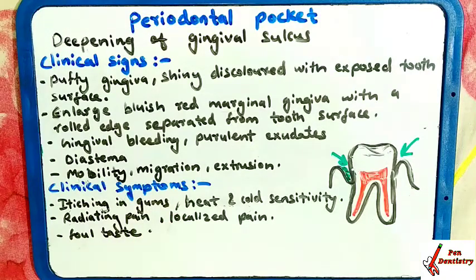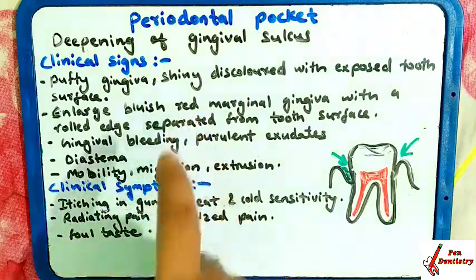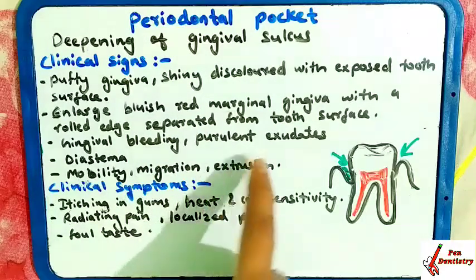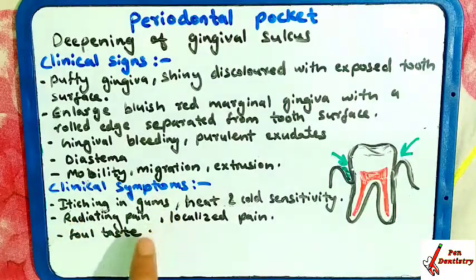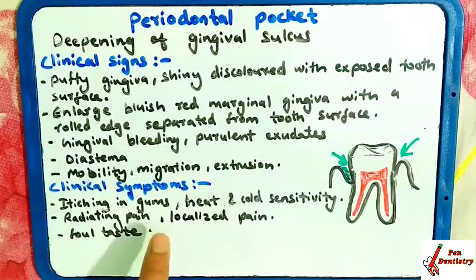The symptoms are itching in gums. This is what the patient will tell you. The signs are those which you can see with your naked eyes. Symptoms are the things told by the patient. Itching in gums. Itching will be there in the gums.